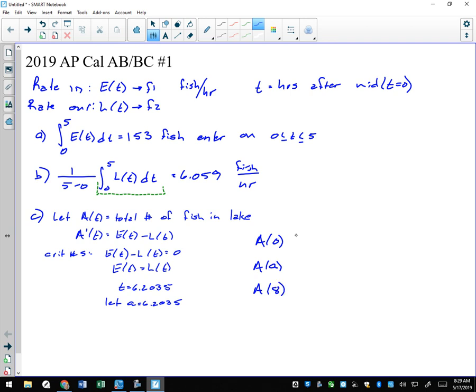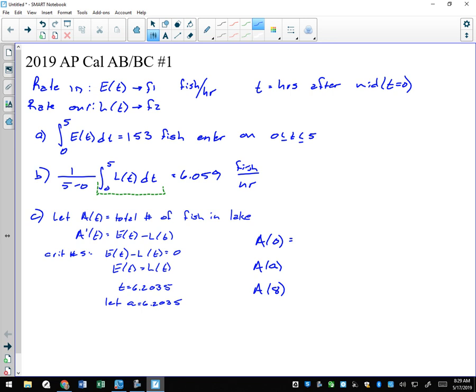And there we go. So A of 0. Let's see, I need to know how many fish we start with. Fish enter a lake at a rate given by that. Fish leave at a rate given by that. E of t and L of t are measured in fish per hour. E of t is measured how many fish enter.